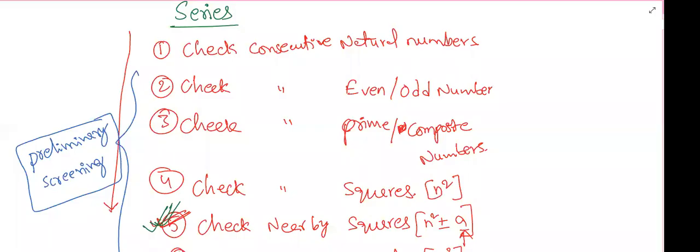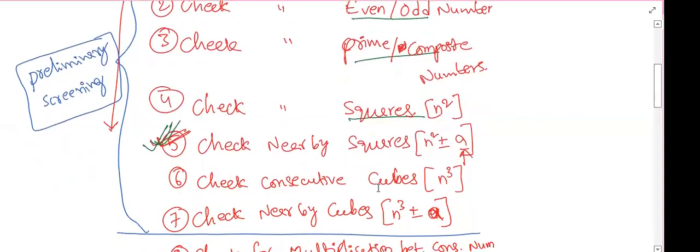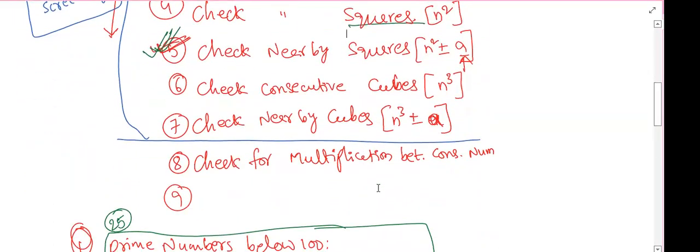While solving any number series, first of all, we have to check whether the given numbers are consecutive natural numbers or not. If not, then we have to check consecutive even numbers or odd numbers. Again, if not, we have to check consecutive prime or composite numbers. If not, then check perfect squares, otherwise nearby squares.